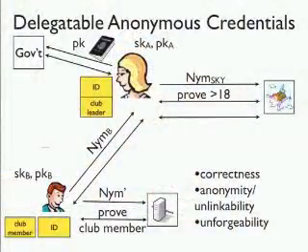Okay. So the properties that we're going to want out of this are that it's correct. Obviously when an honest user delegates a credential, then the person she's delegating it to should get a valid credential that he can use for delegation proofs. And then we want anonymity and unlinkability. And then we want unforgeability. So you shouldn't be able to forge a credential.